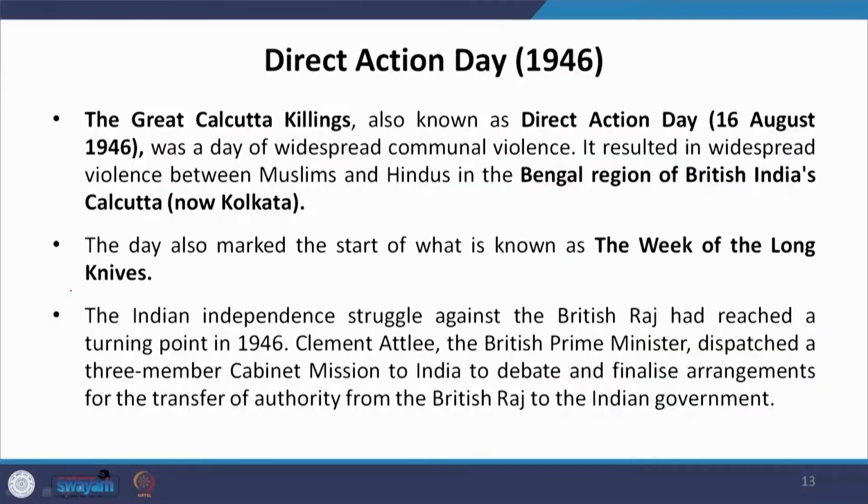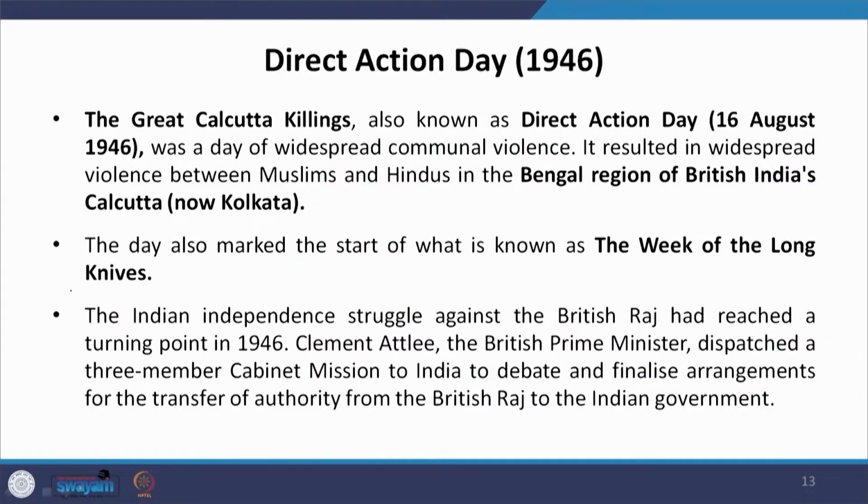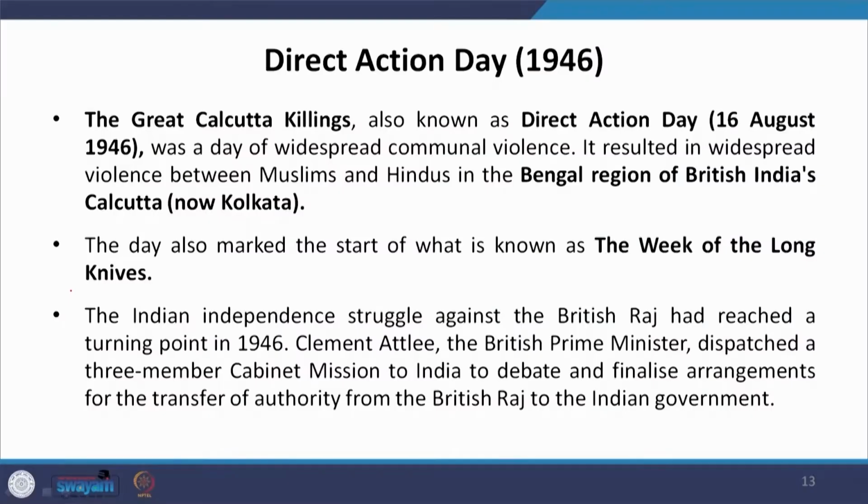Next, we are going to talk about a gruesome chapter in the history of pre-partition India, a chapter almost marked with blood, when we talk about Calcutta and the year that preceded partition. It is called the Direct Action Day. It happened on 16th August 1946. It is also called the Great Calcutta Killings. It resulted in widespread violence between the Muslims and the Hindus in the Bengal region of British India's Calcutta, which is now Kolkata. The day also marks the start of what is known as the Week of the Long Knives.